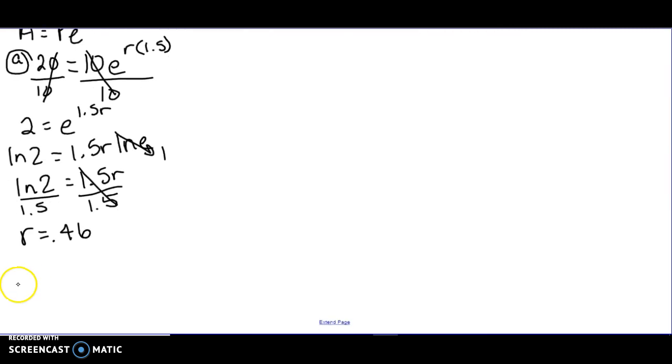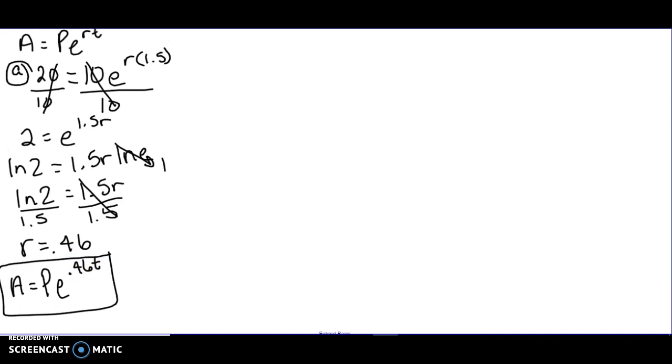So I set up my exponential model by doing A equals P times e. My rate was 0.46, to the T power. So there's my exponential model.